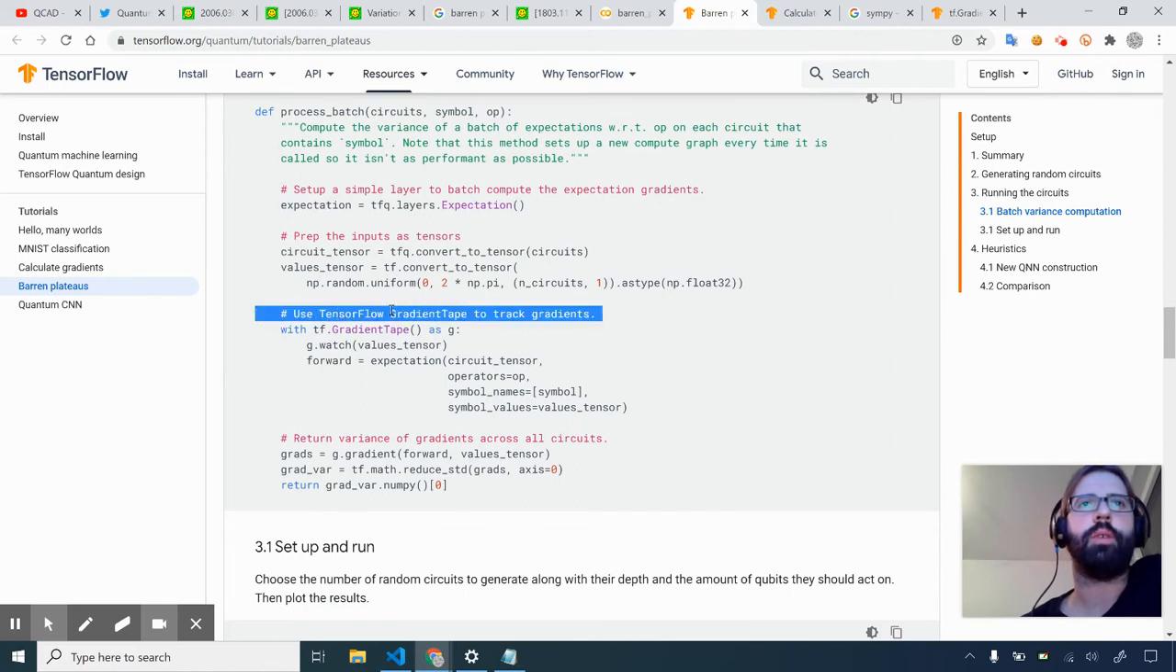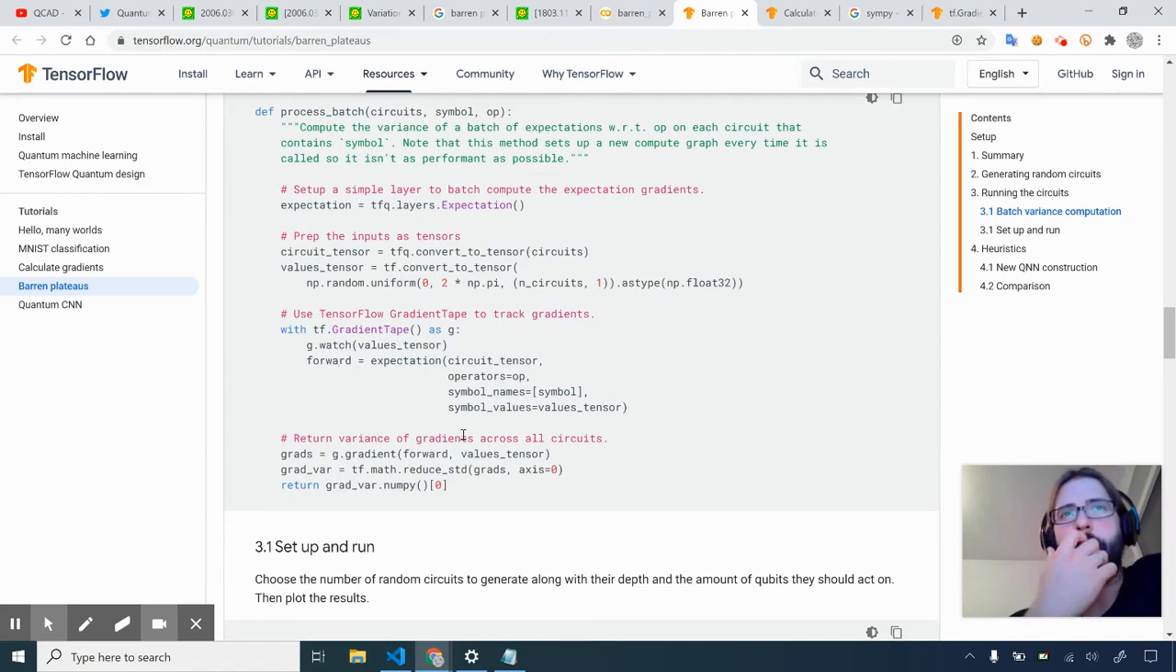So use a TensorFlow gradient tape to track gradients. Watch values tensor. So we're calculating the expectation value, then return the variance of gradients across all circuits. So the variance is supposed to tell us what the variance is between those different expectation values, right? Is it standard deviation or what is this?